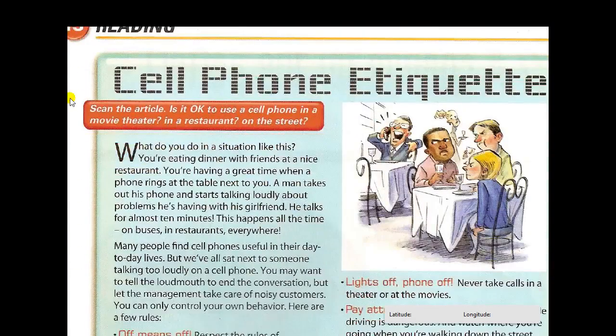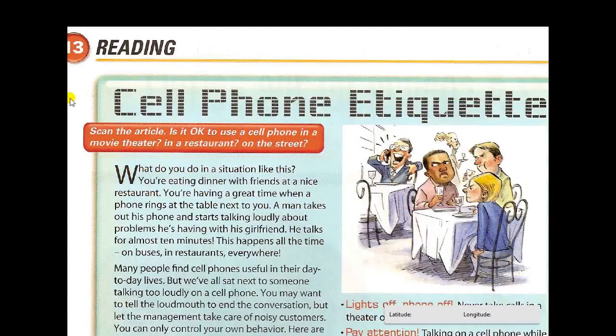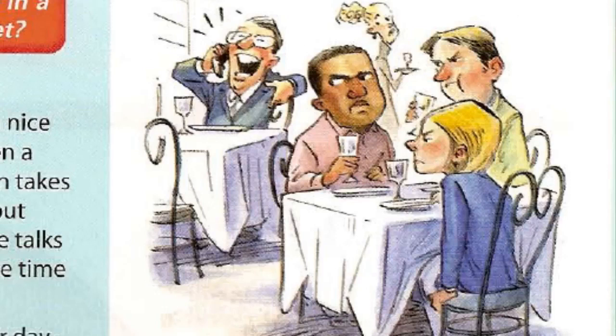Exercise number 13. In exercise number 13, this is the passage. Reading. Cell phone etiquette. Etiquette, American T soft D, British etiquette. Scan the article. Is it okay to use a cell phone in a movie theater, in a restaurant, on the street? Is this okay? Look at the picture here. Where are the people?